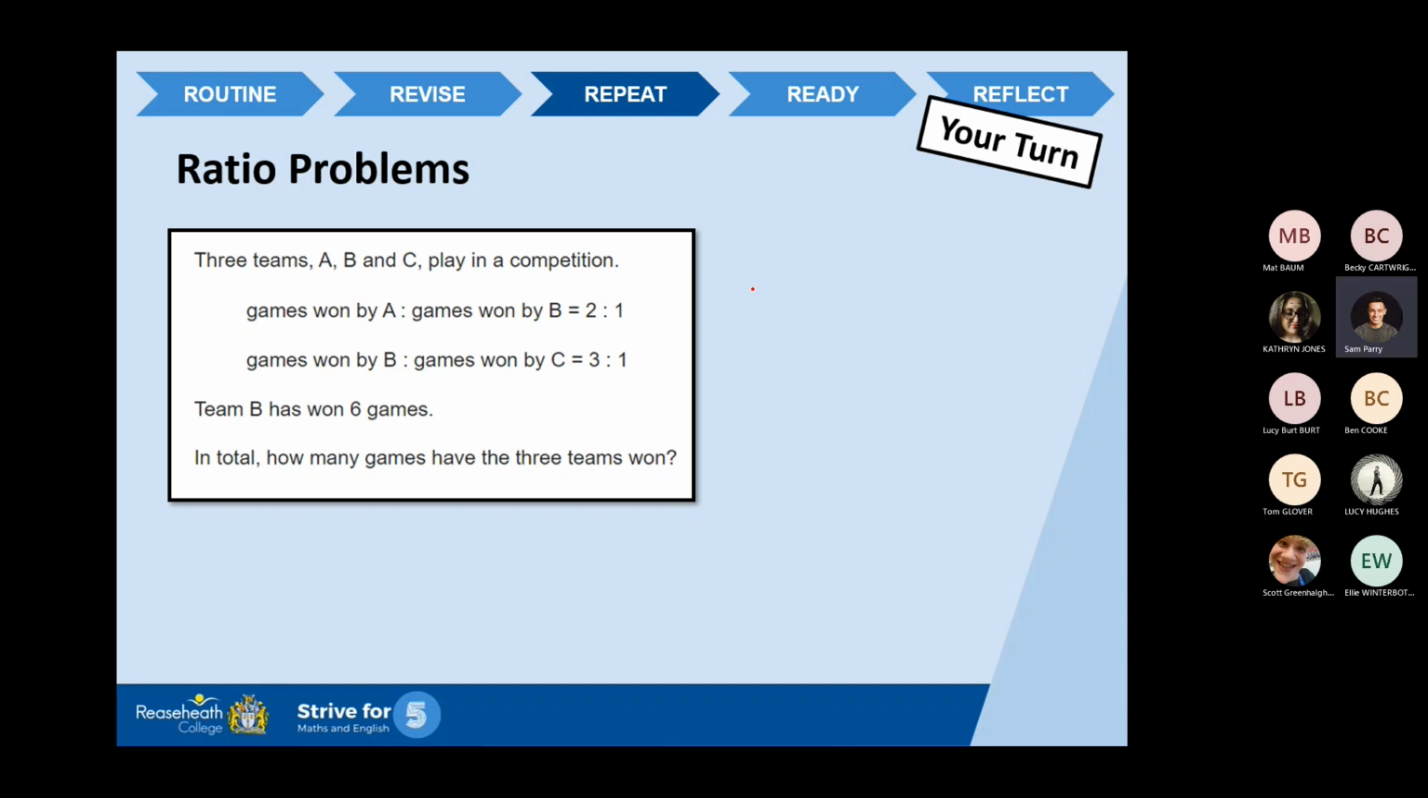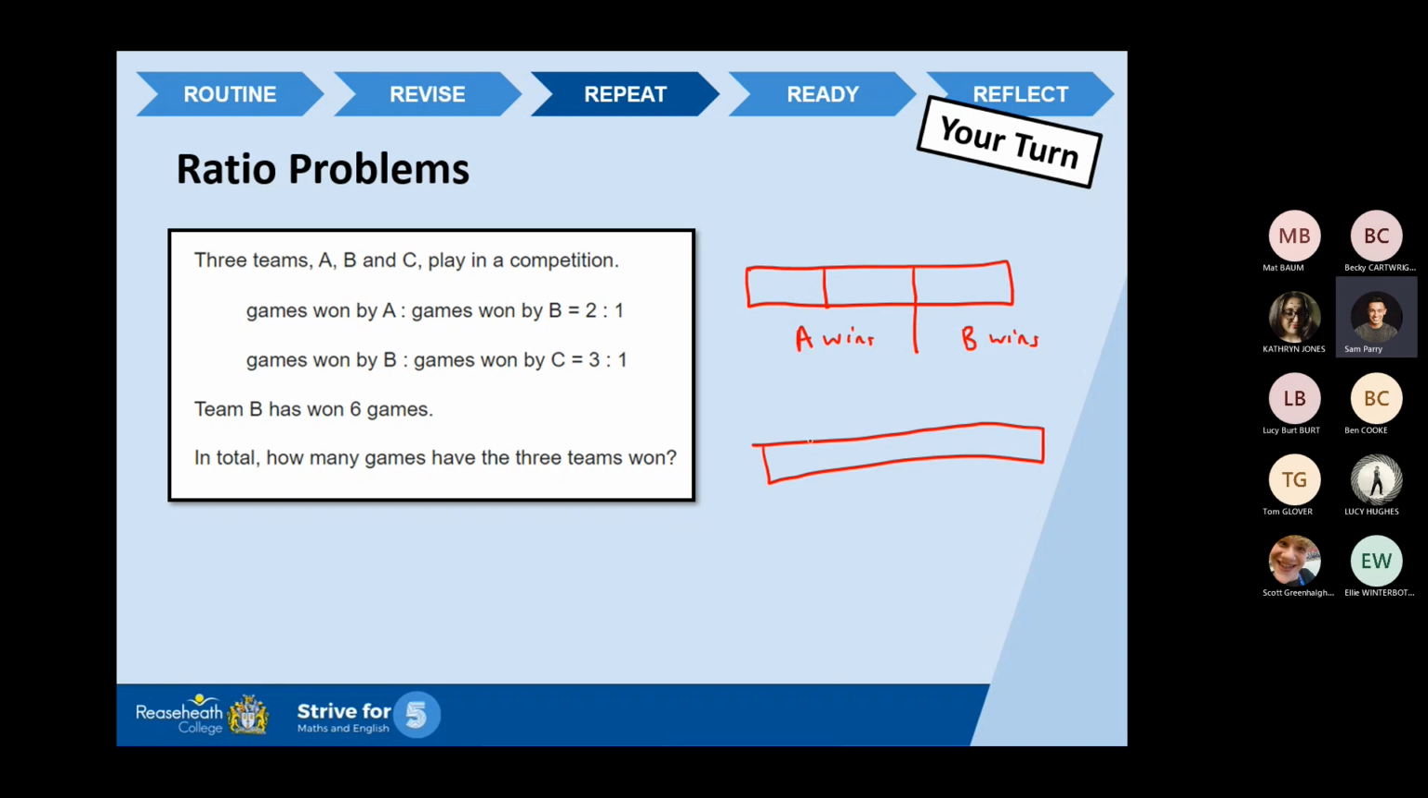Here we are. So games won by A, games won by B. So I'm going to draw that as a ratio. So 2-1, so that's 3 parts, and it's 2-1. So A wins, B wins. Games won by C, B to C, so that's 3-1. That's 4 parts. 1, 2, 3. Okay, and that's 3-1, and it's B wins, C wins.